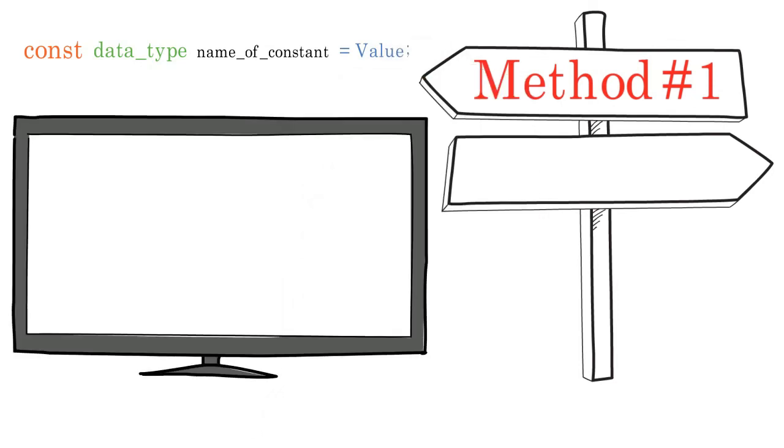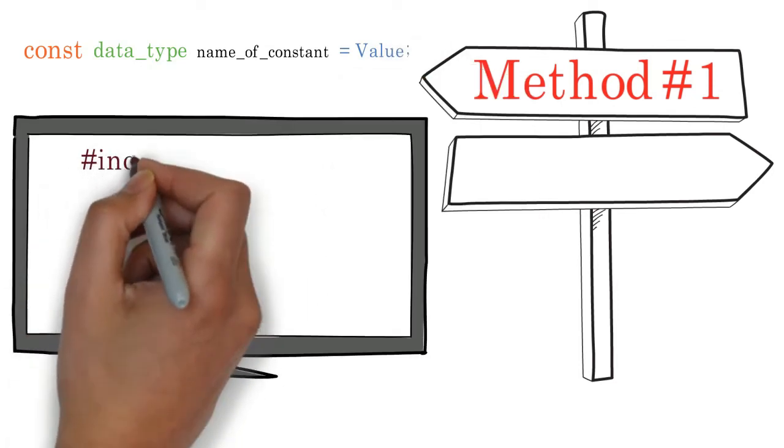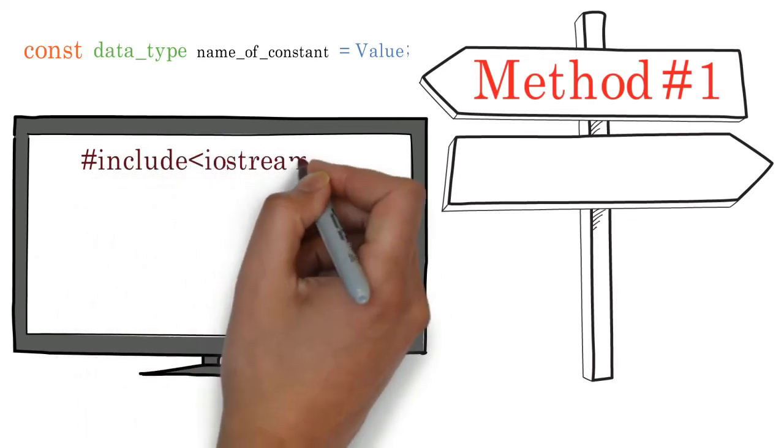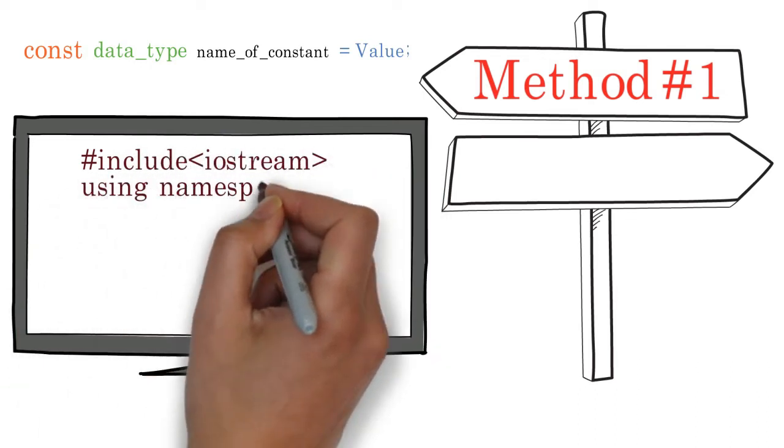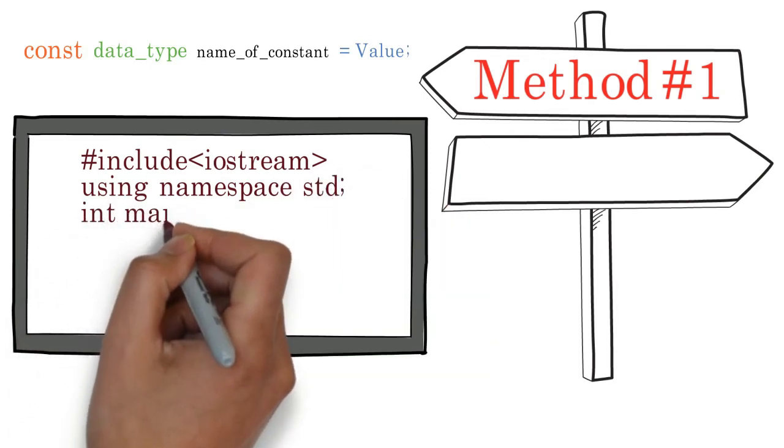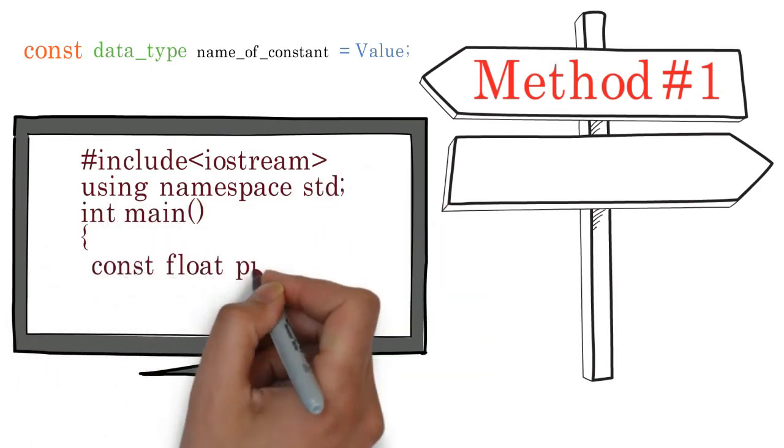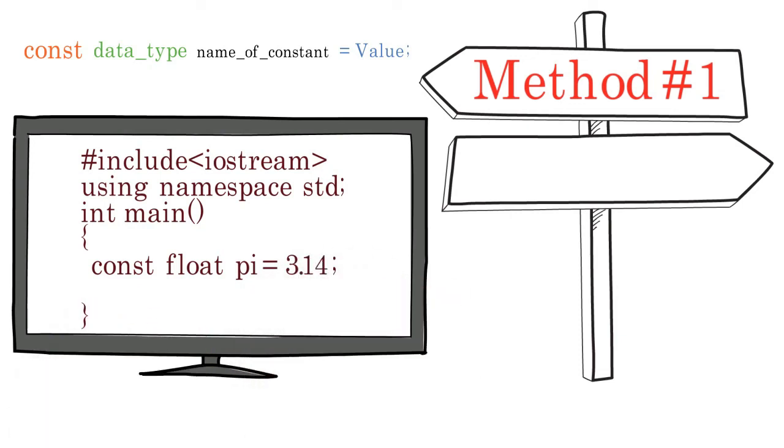Let's see an example. If we want to define pi as 3.14, how can we write it in our program? We are going to start it by hash include iostream. Then we will write the main function, and we have to write it in the main function. Const is the keyword for constant, space, float, it is the data type, space, pi, it is the name of the constant, equal to 3.14, which is the value assigned to pi. Now the value of pi will remain the same throughout the execution.